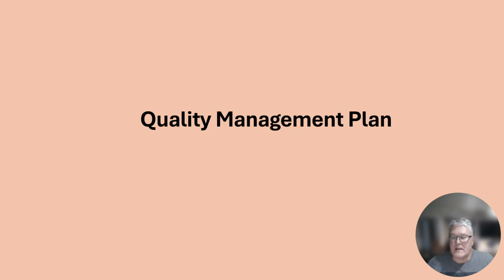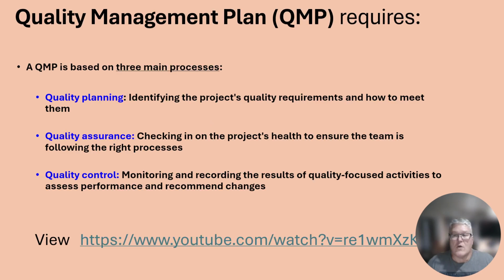So at this point in the lecture, I'm going to talk about the quality management plan. Quality management plan requires three main processes. You have the quality plan itself, you have quality assurance, and then quality control. And the link at the bottom here I've supplied for you to look into. It's on YouTube for further reference and use.